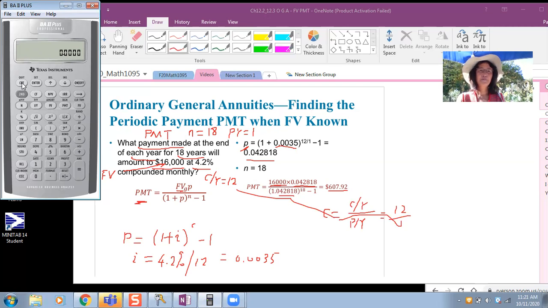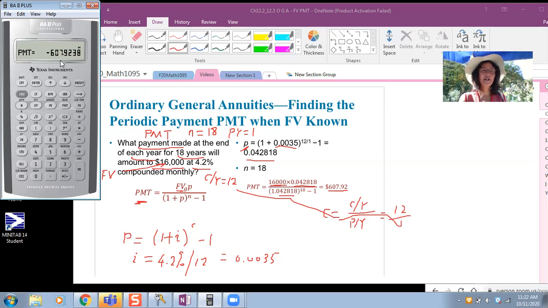And now, enter term N is 18. 18 is N. Interest 4.2, 4.2 is interest IY. Present value is 0, 0 is the present value, PV. And future value is 16,000. 16,000, and this is the future value, FV. The question asks you to calculate PMT, so compute PMT.